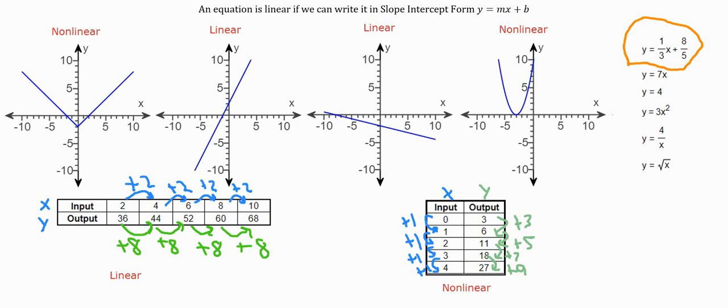The next one is y equals 7x. That's also in slope-intercept form. The slope is 7. The y-intercept is 0. So we could rewrite this as y equals 7x plus 0 if we wanted to, without changing it.